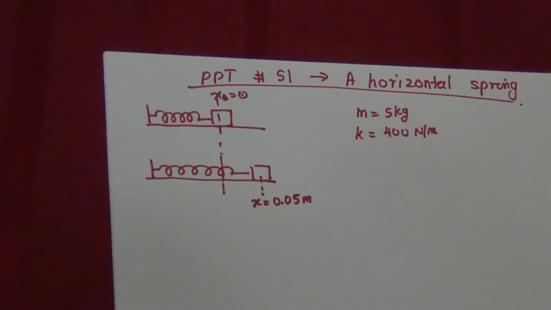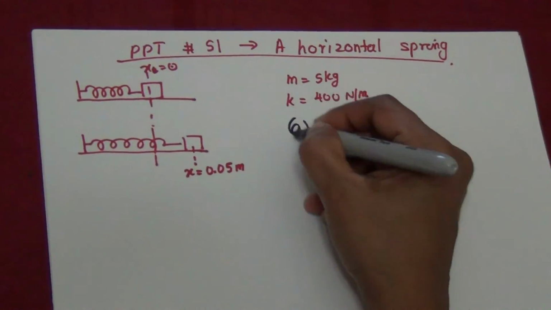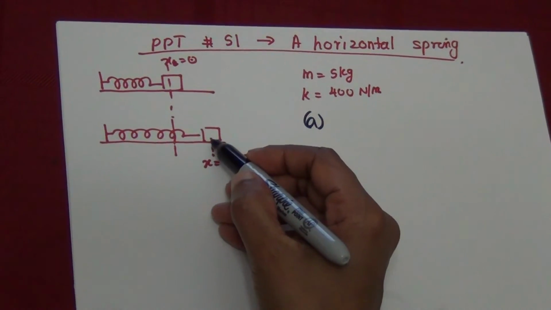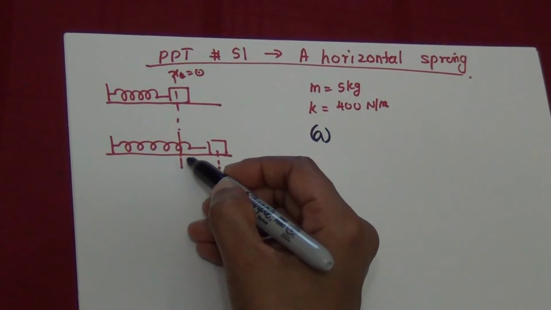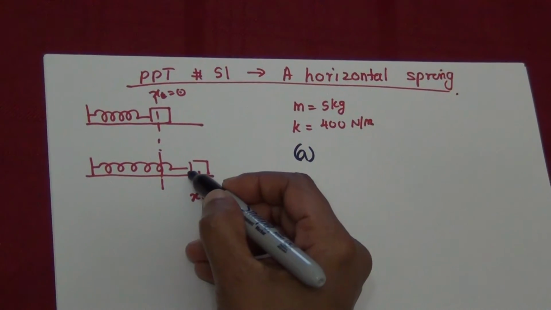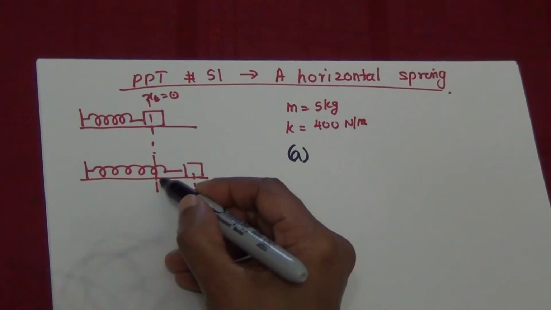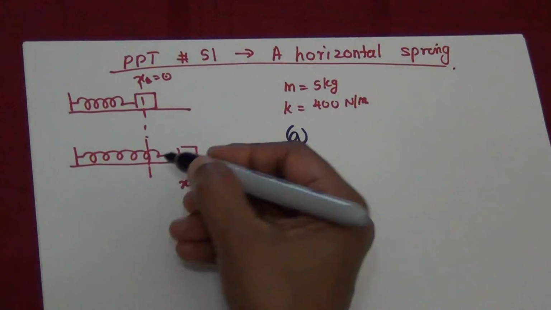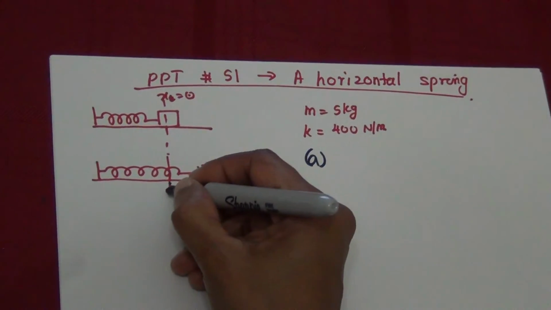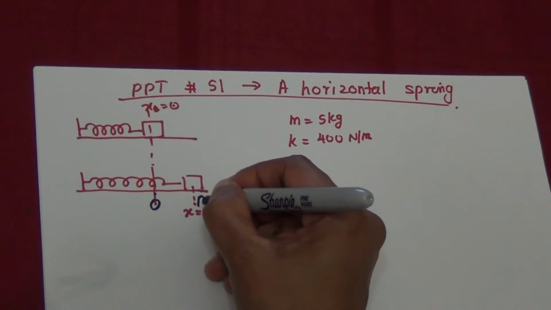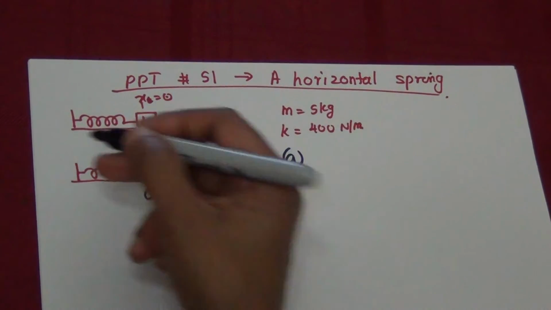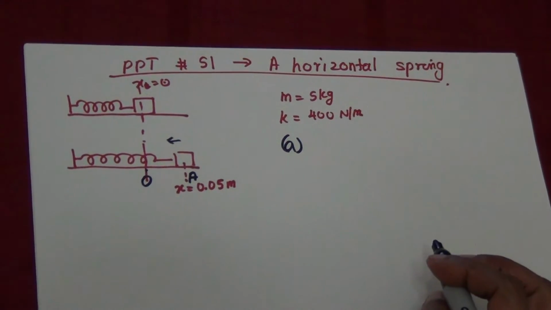Question A is the speed of the block when it first reaches the equilibrium point. Let me mark the equilibrium as O and this point as A. They are asking what is the velocity at O when it comes back in this direction.